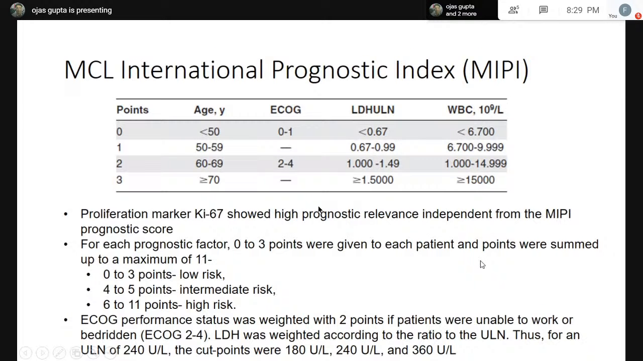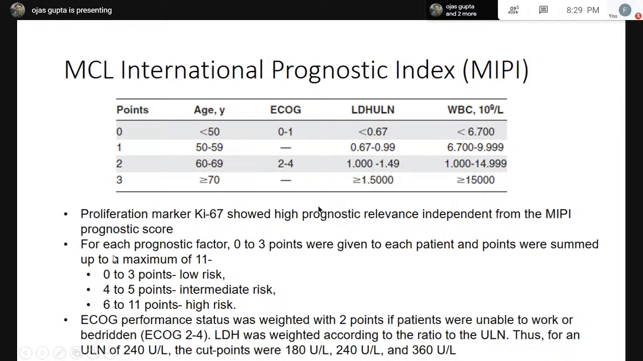So mantle cell lymphoma also has an international prognostic index, just like follicular lymphoma. Points are given from 0 to 3, and there are 4 factors which are considered: age, ECOG performance status, LDH level, and WBC count. In MIPI, the proliferation marker Ki67 has a very high prognostic relevance independent of this MIPI score.